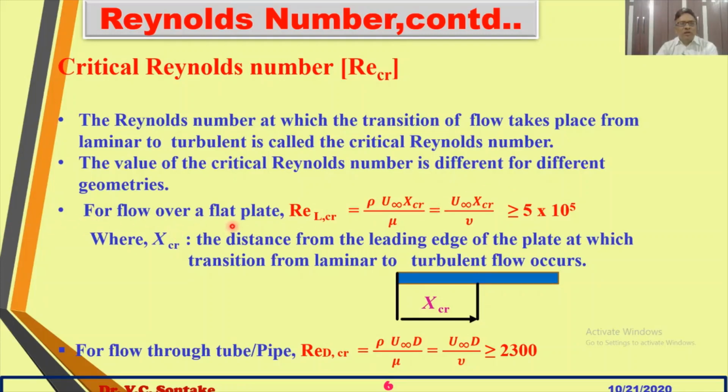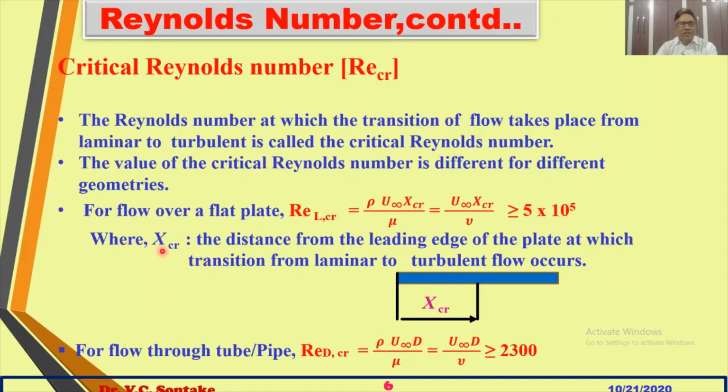So for flow over a flat plate, the critical Reynolds number expression can be given as rho into U infinity into X critical over mu, which is equal to U infinity into X critical over nu, and the value is greater than or equal to 5 into 10 to the power 5. So if the Reynolds number value is greater than or equal to 5 into 10 to the power 5 for fluid flow taking place over a flat plate, it will become turbulent.